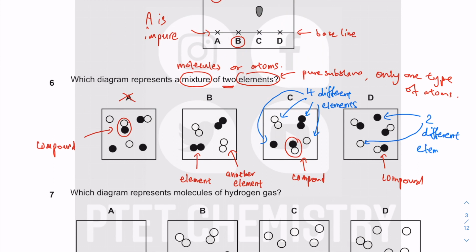Remember, elements can exist as atoms or molecules, and you have a compound when you have two or more different elements chemically bonded together in a fixed ratio. Okay, so we got our answer here, which is basically B. I spent longer than I should on this question. Ideally, you would be able to do this very quickly.